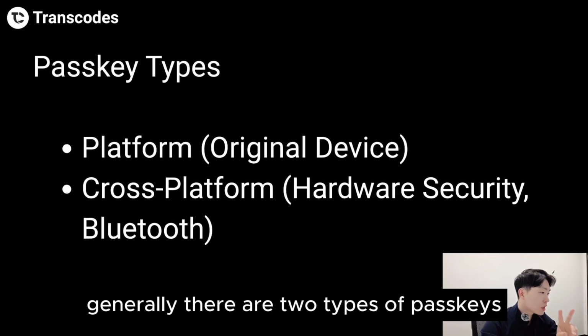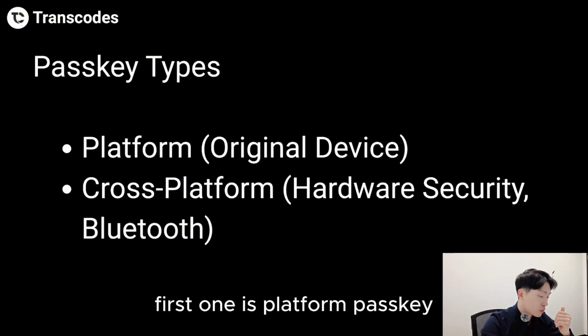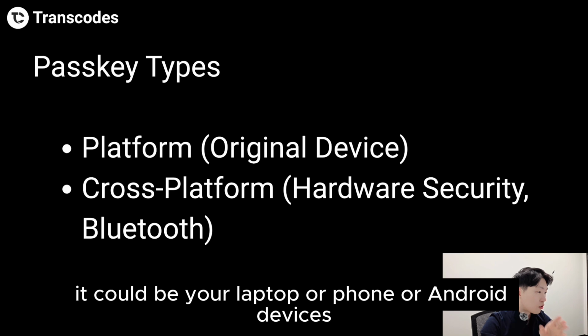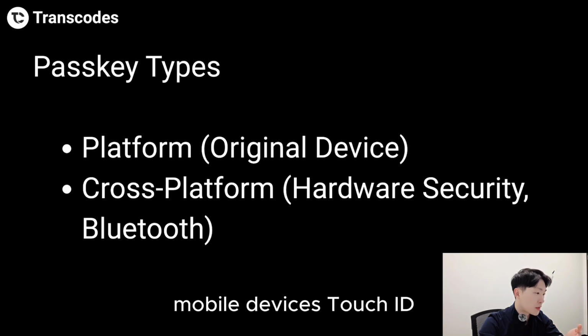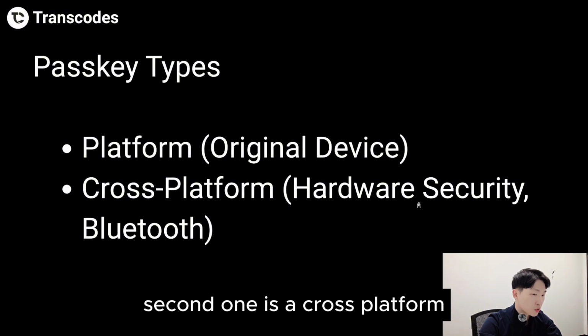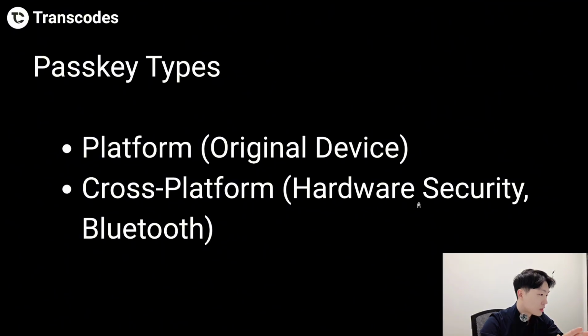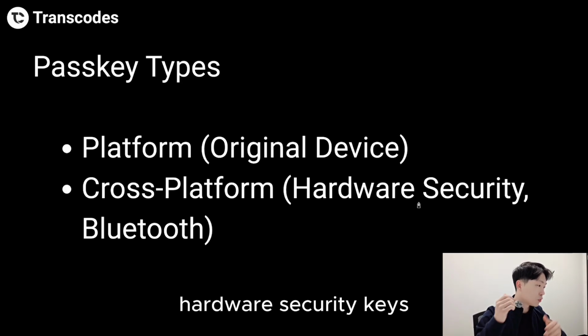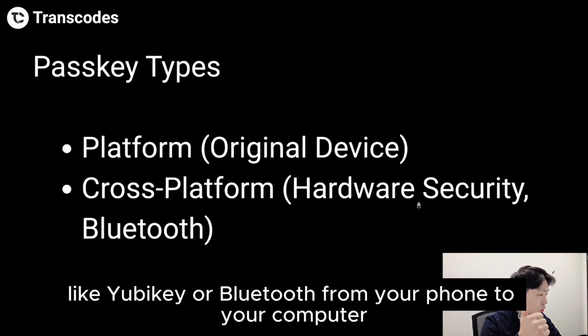Generally, there are 2 types of passkeys. First one is the platform passkey. These live on your original device. It could be your laptop, phone, or Android device, with Touch ID, Face ID, or Windows Hello. Second one is cross-platform. These work across devices, like hardware security keys such as a YubiKey, or Bluetooth from your phone to your computer.